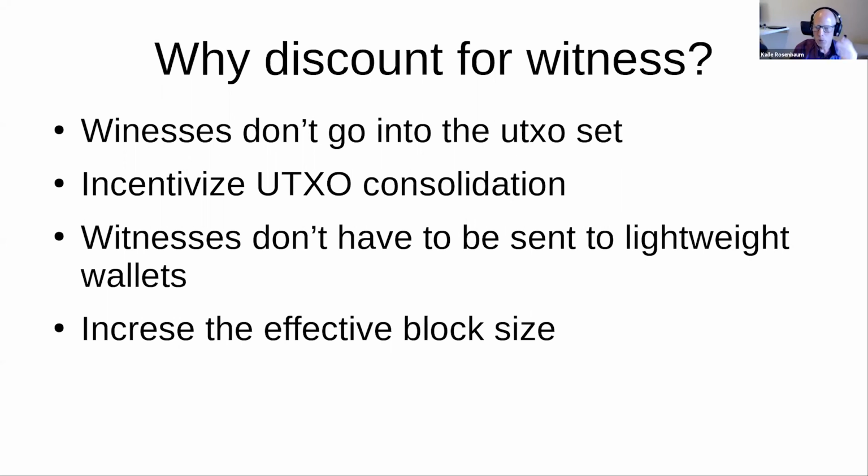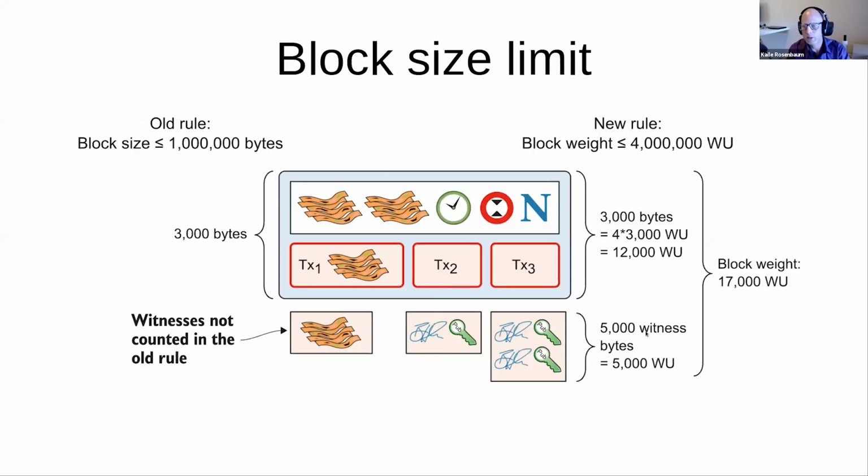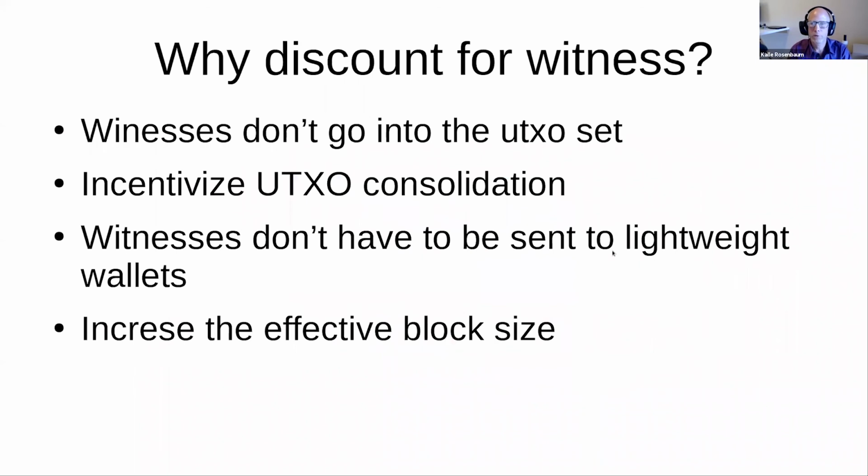So why do we give a discount for witnesses like this? Why aren't witnesses as expensive as base block data? There are a few reasons. First of all, witnesses don't go into the UTXO set. And the UTXO set is often stored in RAM, and RAM is expensive. So since witnesses don't go into the UTXO set, they don't have to be as expensive.